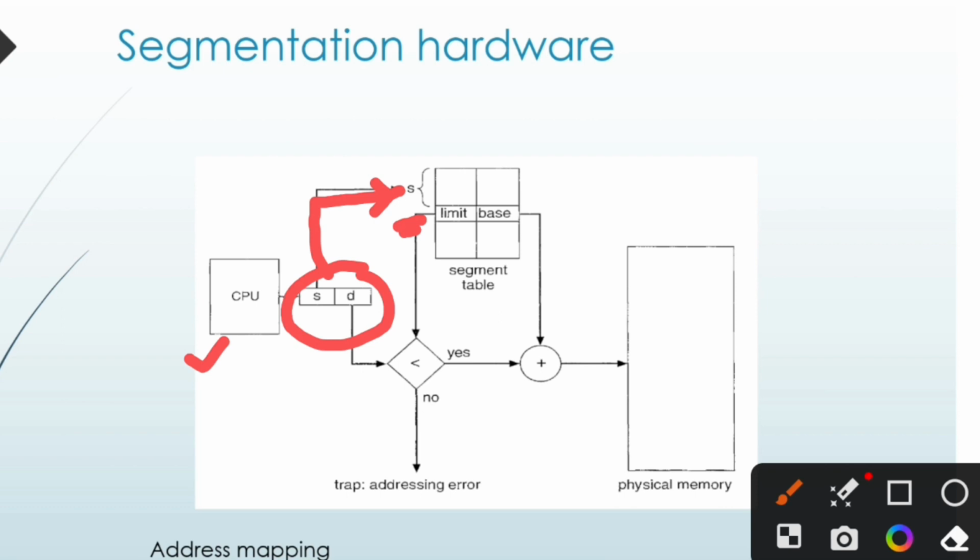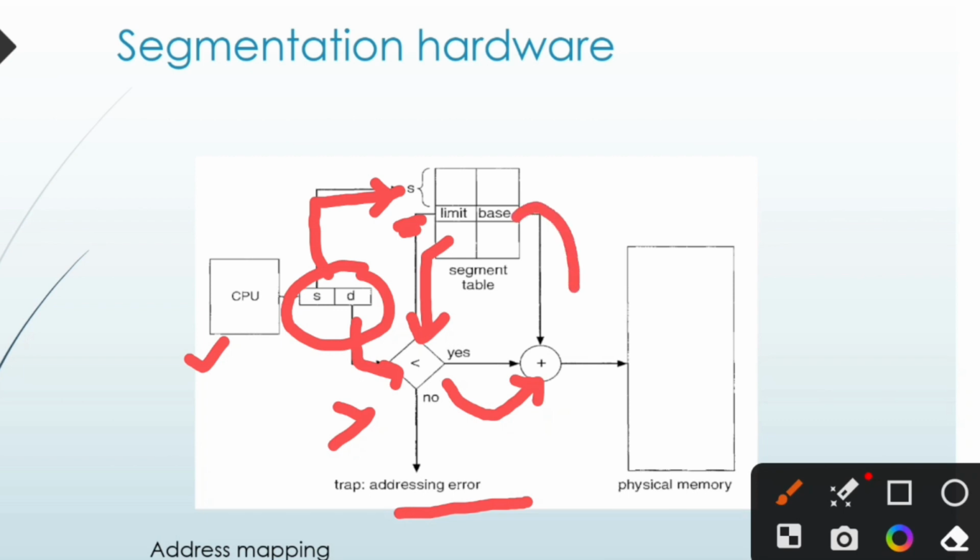If we find a match, then we will get the limit of that particular segment. The limit is the length of the segment. Now this limit will be compared with the offset. If the offset is more than the limit, it is an invalid access that cannot be allowed. So if the offset is less, we will go to the S part. We will add it to the base and we will get the physical address.